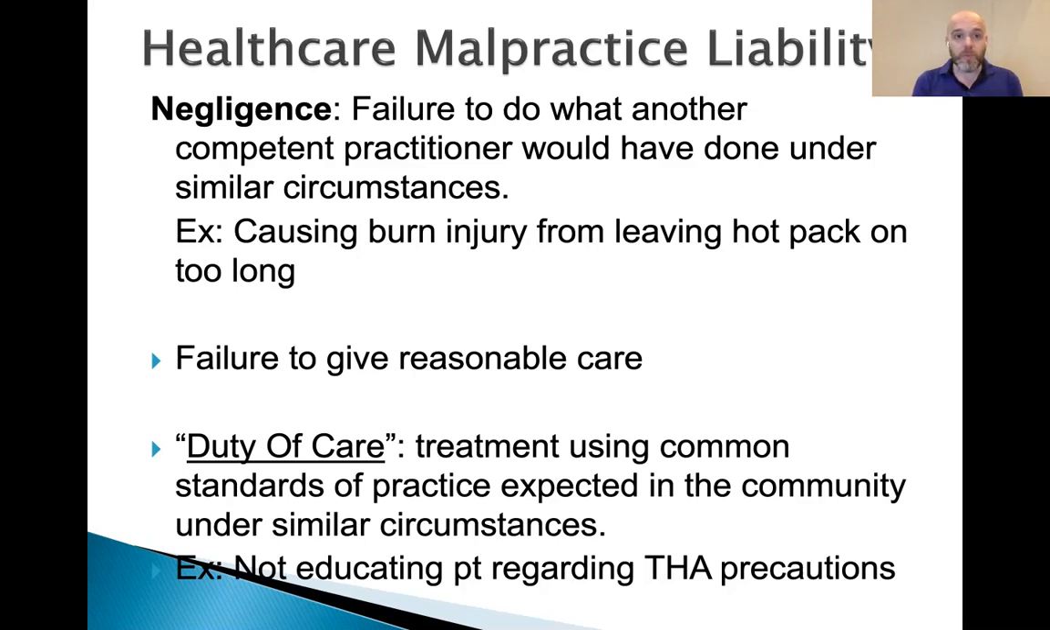Another thing that goes with negligence is the term duty of care. That's treatment using common standards of practice that are expected in our community, in our profession under similar circumstances. So let's go back to that hot pack injury. The common standard of practice would be to check your hot pack to make sure it doesn't have a leak or a tear, and then to use the proper amount of layers of insulation. If you don't do that, then you're not providing duty of care.